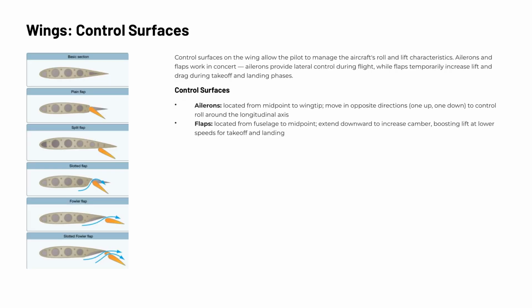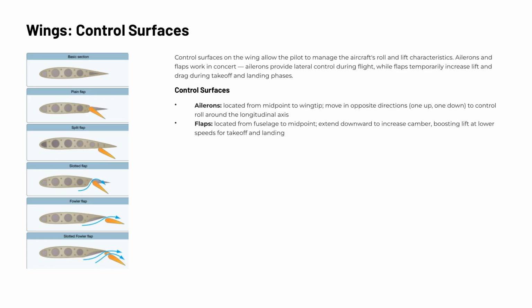The wing's control surfaces give the pilot precise authority over how the aircraft rolls and manages lift, and understanding how they work is essential for any aviator or aviation professional. Let's start with ailerons. These are positioned along the outer half of the wing, from the midpoint out to the wingtip. Ailerons work in opposition to each other.